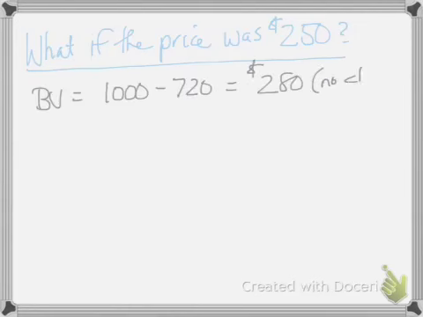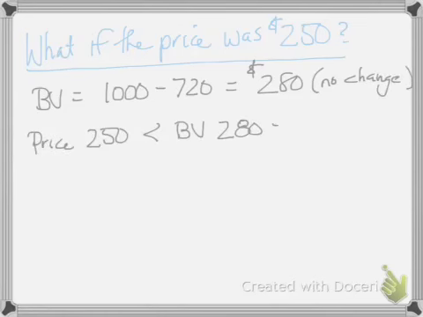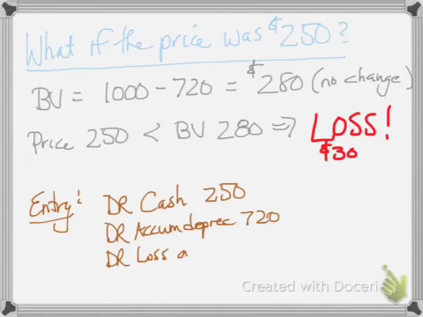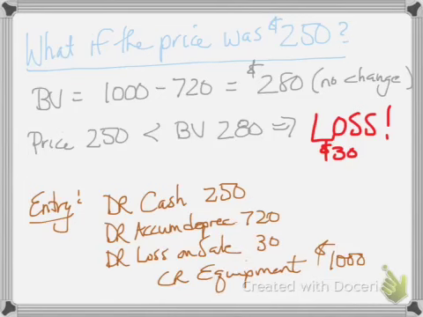Well, the book value would remain unchanged, the $1,000 of cost minus the $720 in accumulated depreciation. So we have $280 of book value, but now we're only getting a price of $250, and the book value is $280. So we're taking a loss of $30. And so to record that entry, we're getting cash now of only $250. We still have to debit accumulated depreciation for $720. Losses act like expenses, so we would debit loss on the sale for $30, and then we would credit equipment for $1,000. And that's how we record sales of long-lived assets.